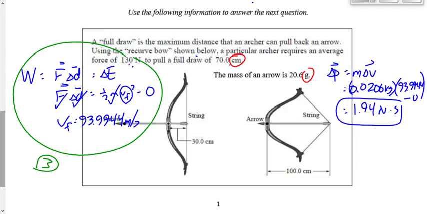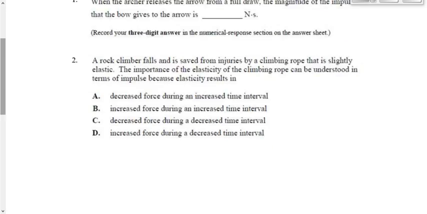When we try to stop an object, the impulse is predetermined, so the idea is to increase the time, which decreases the force. So the answer is going to be A for that one. Decreased force during an increased time interval, impulse staying the same. All right?